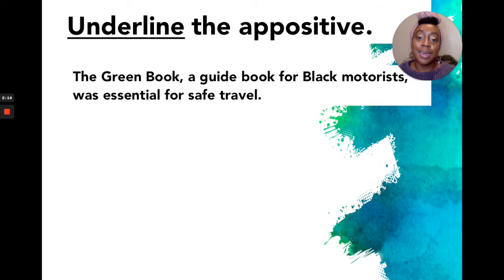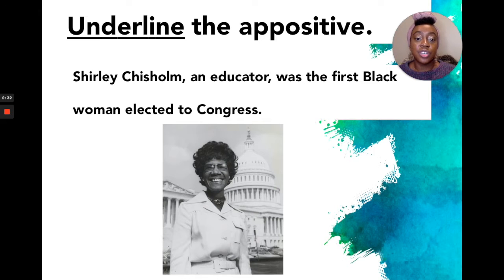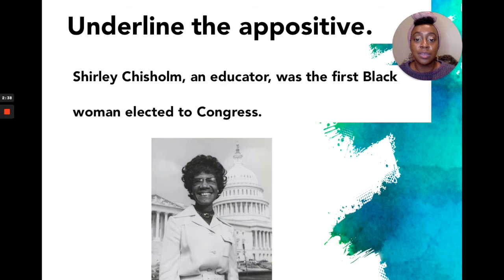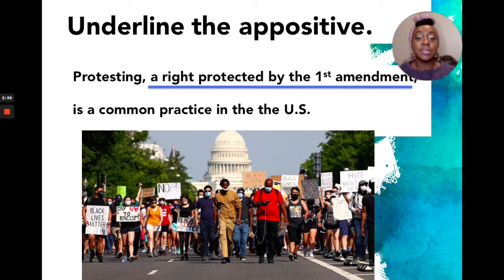The Green Book, a guidebook for Black motorists, was essential for safe travel. The appositive, a guidebook for Black motorists. Shirley Chisholm, an educator, was the first Black woman elected to Congress. What's the appositive? An educator. Protesting, a right protected by the First Amendment, is a common practice in the United States. What's the appositive? A right protected by the First Amendment.